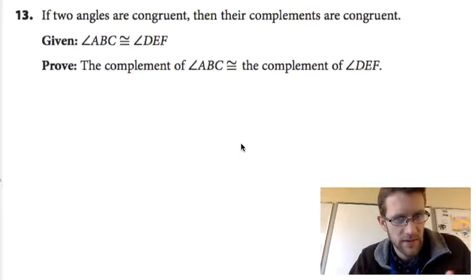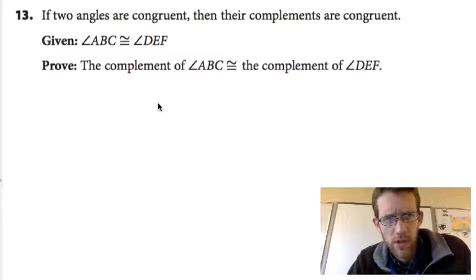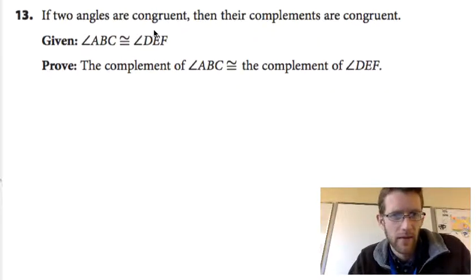Hey everybody, this video is just me going over problem 13 in section 4.1. It's on page 171, I believe. It was just requested that I go over this proof because proofs are hard. So this proof says if two angles are congruent, then their complements are congruent.